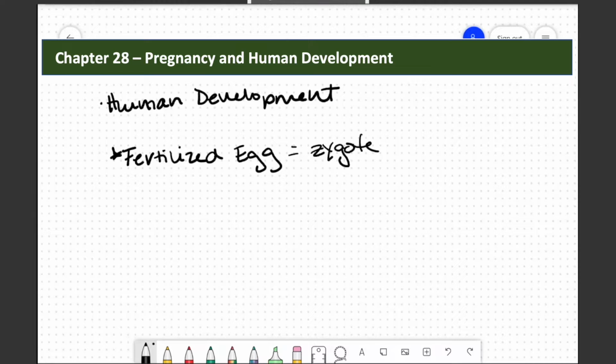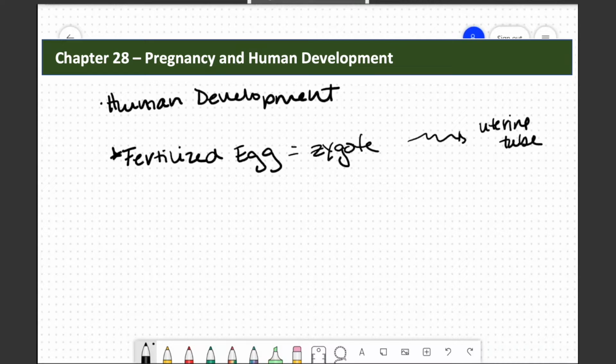So it's no longer a sperm and it's no longer an egg. When they come together and the egg has been fertilized by that sperm, that structure is now going to be called a zygote, which is a fertilized egg. This will occur in the uterine tube.